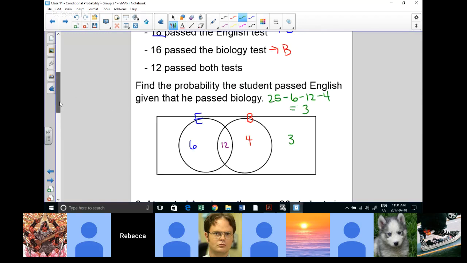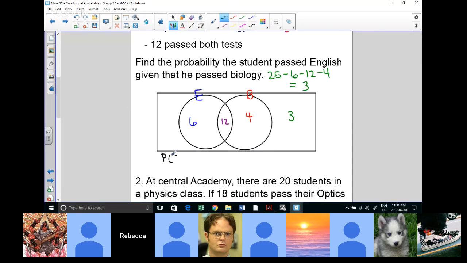Find the probability that a student passed English given that he passed biology. So the one that is given is the one that we know, and that goes second. So we're going to use the number one: the number in their intersection divided by the number in B. The number in their intersection is 12. The number in just B is 16. So if we know that a student passed biology, the probability that they also passed English is 3/4.